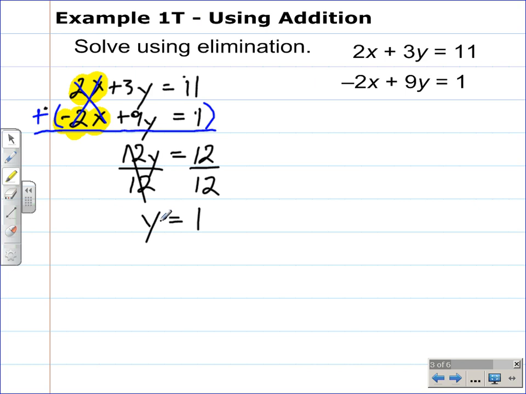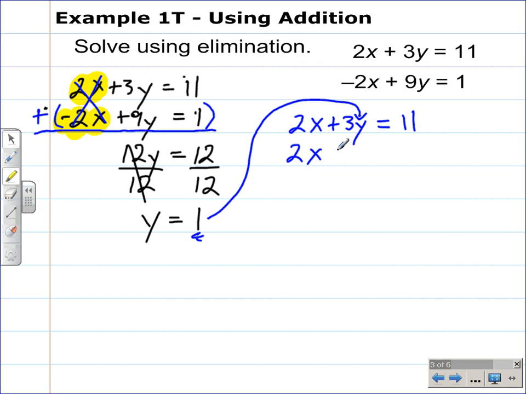Now we need to go back and substitute into one of the original equations, which we'll write down, and I'll just use the first one. Remember, you can use either one if you want. We have to substitute this 1 in for the y this time, not for the x. So when we substitute in, that'll give 2x plus 3 times 1 is equal to 11.